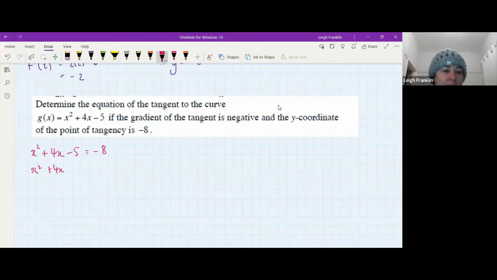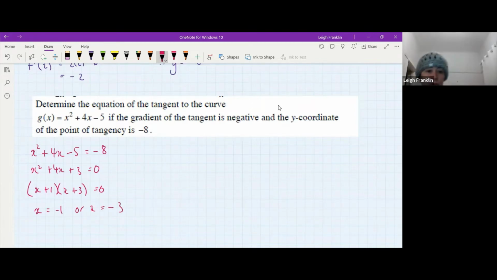Okay, so add 8, that would give us plus 3, wouldn't it? And then when we factorize this, we would have x plus 1 times x plus 3 equals 0. So now we've got two solutions for x. Either x is equal to -1 or x is equal to -3. But they've told us the gradient of the tangent is negative. So we've now got two different points. We've got one point where it's -1 and -8, and then we've got another point where it's -3 and -8.